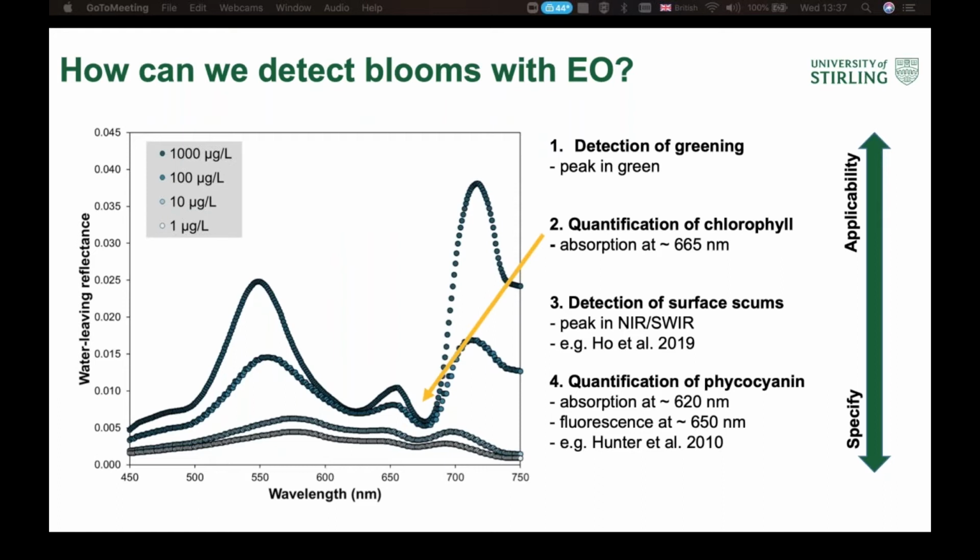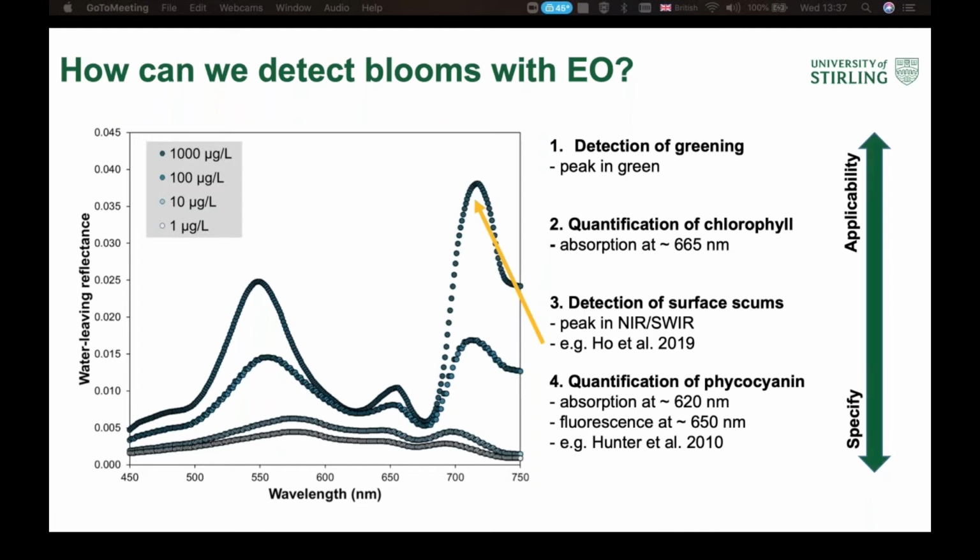make use of the absorption of chlorophyll A at 665 nanometers to quantify the chlorophyll concentration. But we know that chlorophyll is common to all phytoplankton species. It will give us a really good indicator, though, of the phytoplankton biomass. Another thing we can look at is the peak in near infrared, short wavelength infrared to detect surface scums.